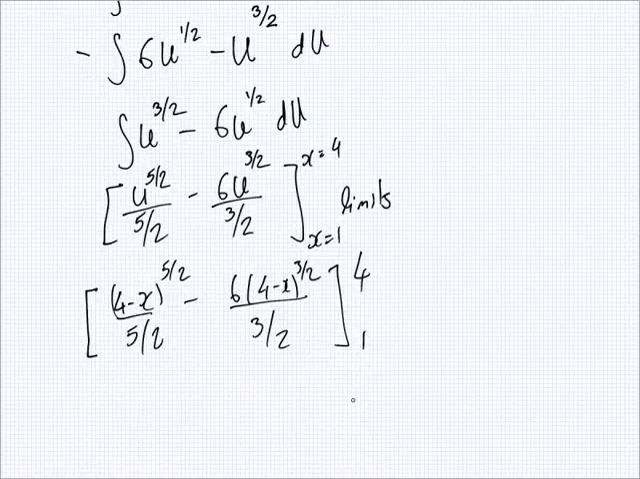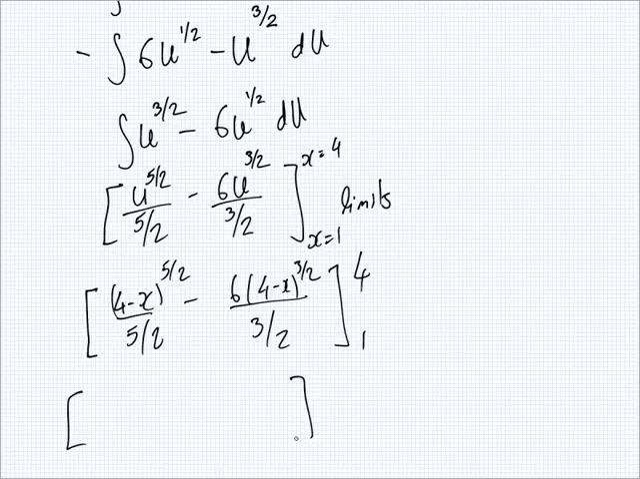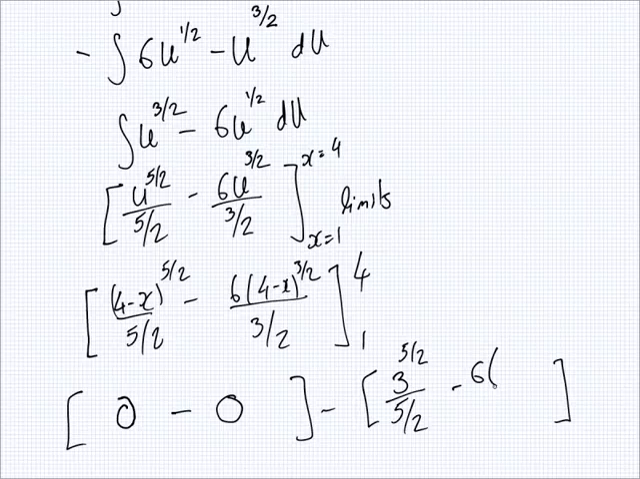Okay, let's put the 4 in first and then we'll put the 1 in second. So if I put 4 in here, I get a 0. Wait, do I get a 0 for both? Great, 0 minus 0, that's easy. And if I put a 1 in, 4 minus 1 is 3. So it's 3 power 5 over 2 over 5 over 2 minus 6 times 3 power 3 over 2 over 3 over 2.